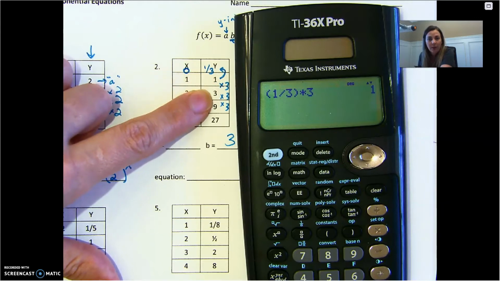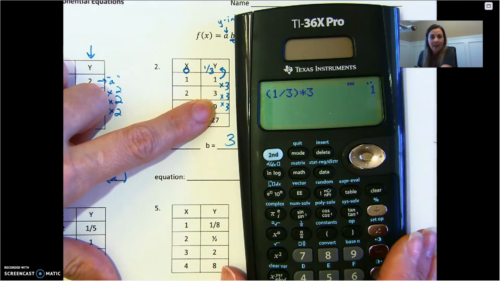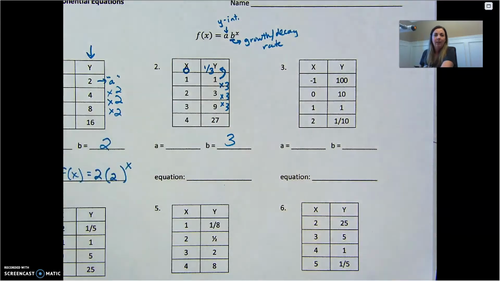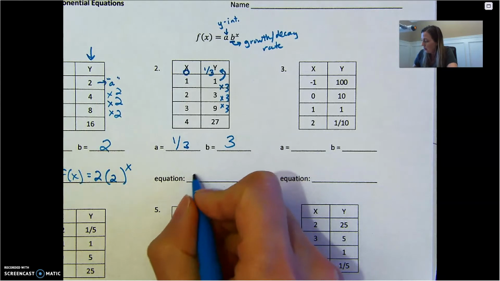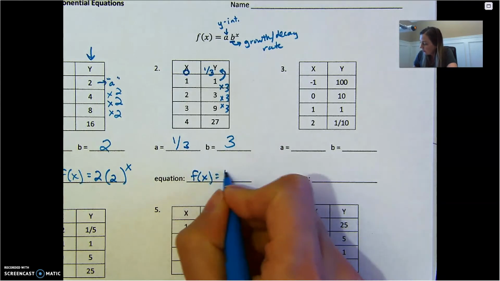1 times 3 is 3. 3 times 3 is 9. 9 times 3 is 27. All right. So now we've got the 2 pieces that we need. We can write our equation.